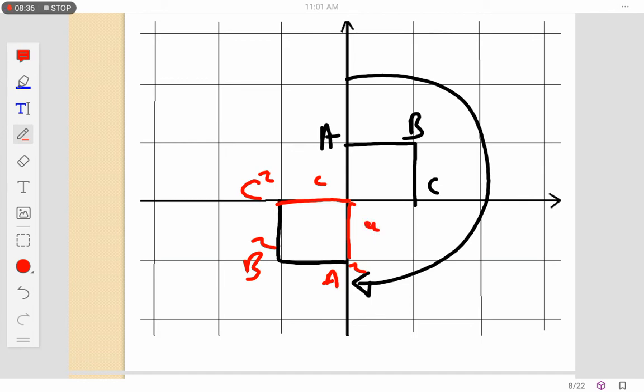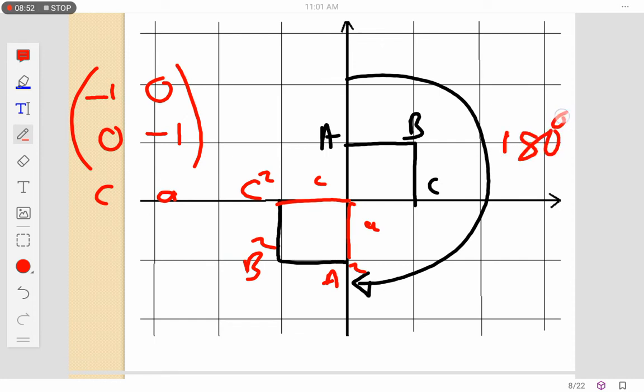So with that information, I can quickly write the matrix that I have. For C and A, I can have my matrix as minus 1, 0, and 0, minus 1. So this is the matrix of rotation through 180 degrees. Okay, this is through my method.